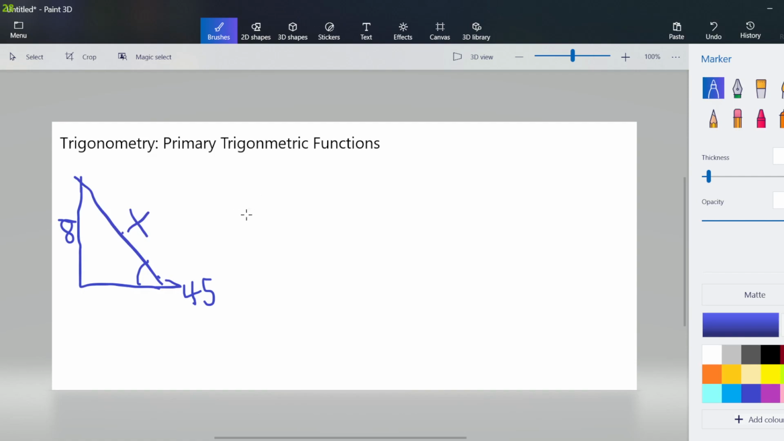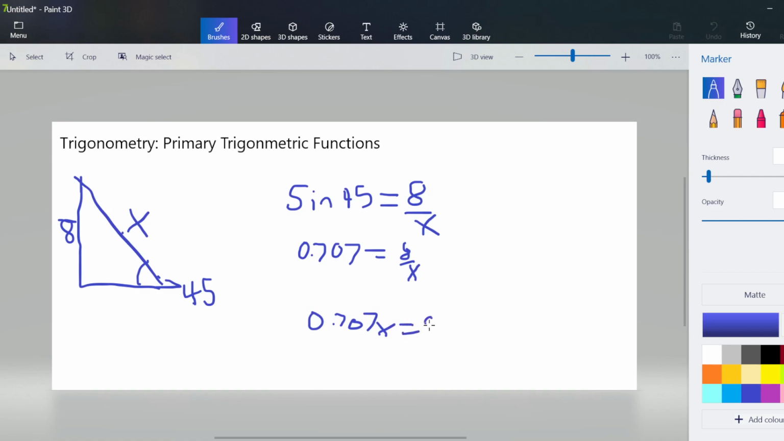we'll mark as x. To do this, we can use the same formula, where we can say sine of 45. Now we have the angle, so we can say sine 45 is equal to opposite over hypotenuse. So 8 over x. Now we can simplify this. Sine 45 comes out to being 0.707. And this is equal to 8 over x. Now we can multiply both sides by x, so you can say 0.707x is equal to 8. Now we can divide both sides by 0.707.